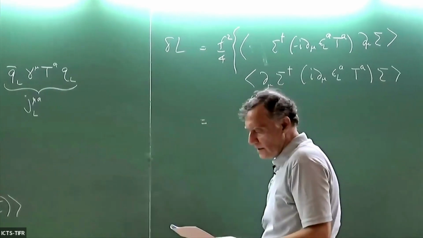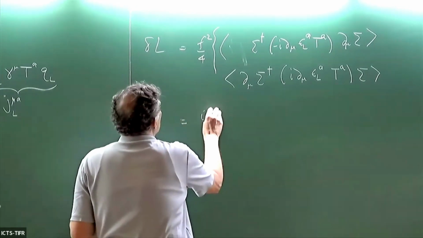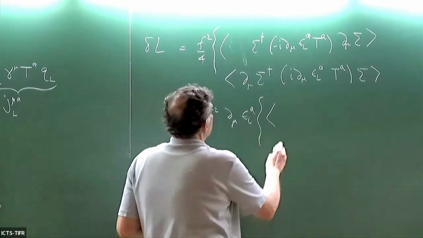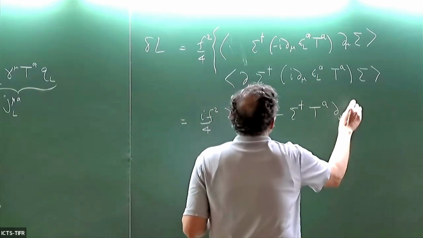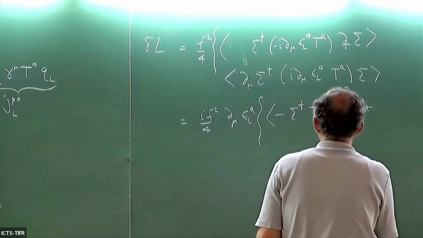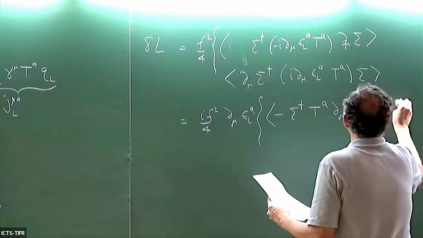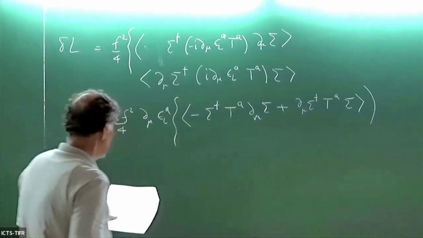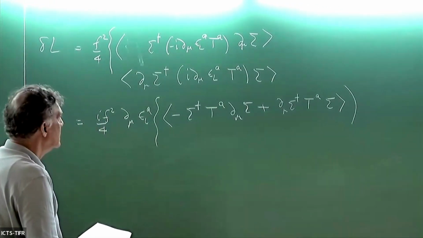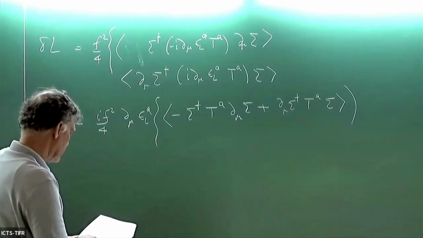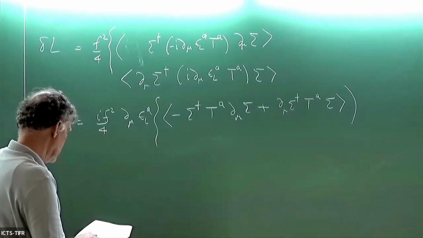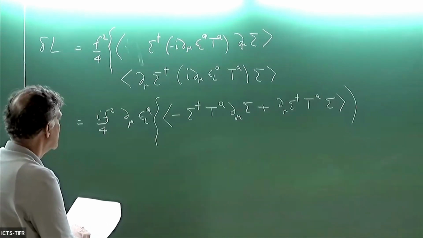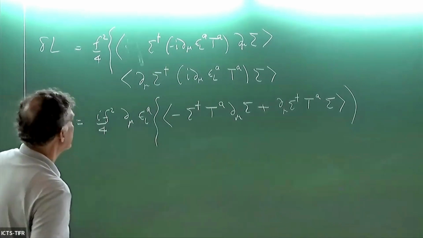So overall, I get I F squared over 4 d mu epsilon A times the trace of minus sigma dagger TA d mu sigma, plus d mu sigma dagger TA sigma. Wait a second. Oh, I did the right-handed currents. Okay, so the left-handed currents are minus TA. Anyway, let's see if I got this right.